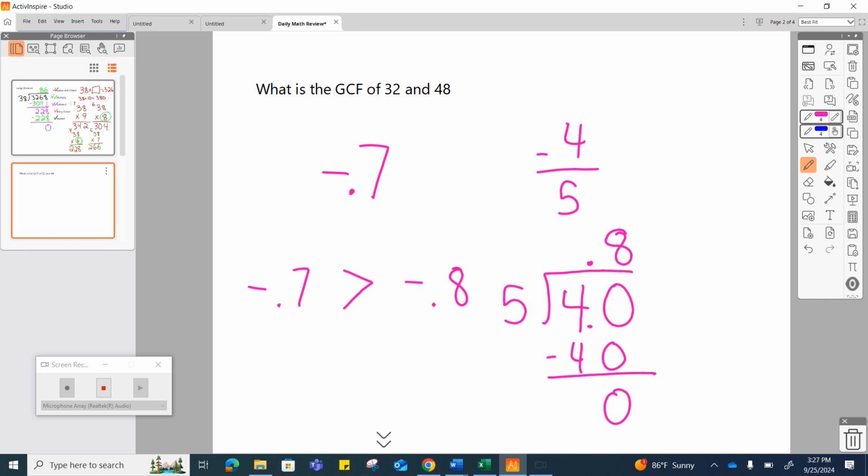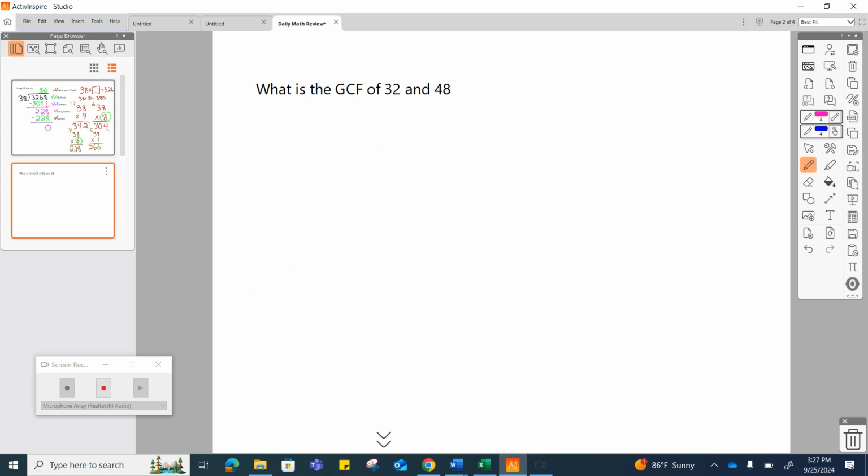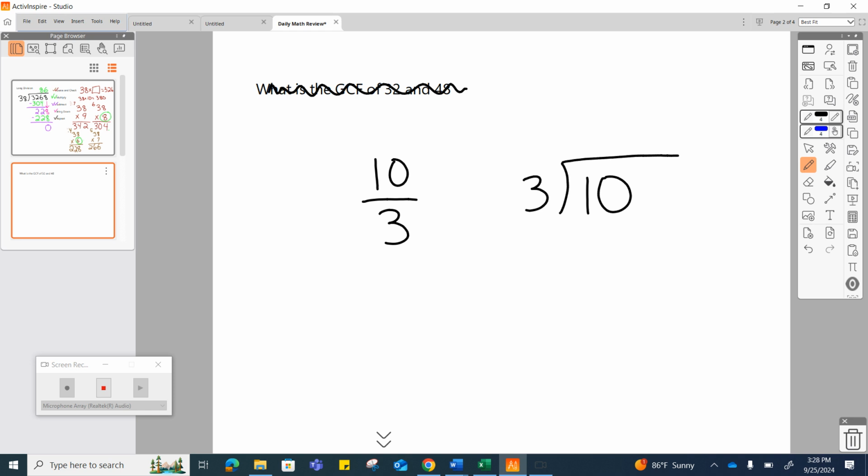Next problem. Ignore this writing. Change 10 thirds to a mixed number. Again, this is division. 10 divided by 3. Okay? This is not long division. This is what we call short division. You might have done it in 3rd or 4th grade where you were allowed to put an R for remainder, also known as what's left over.